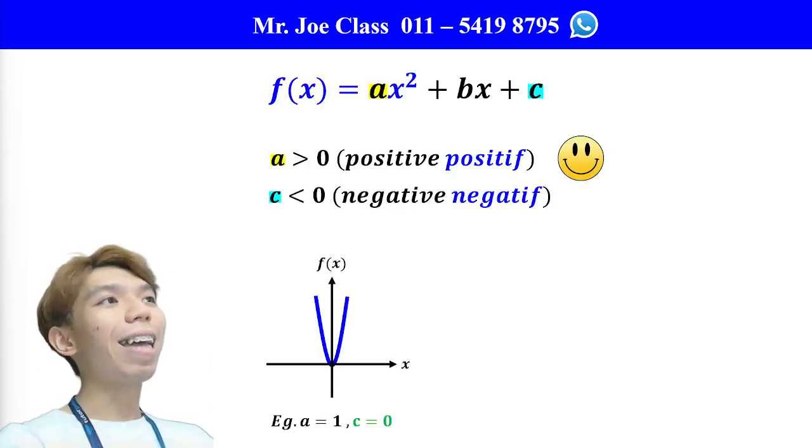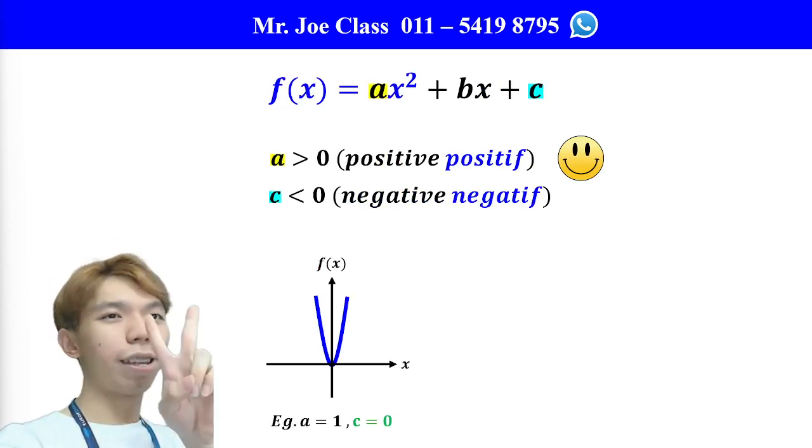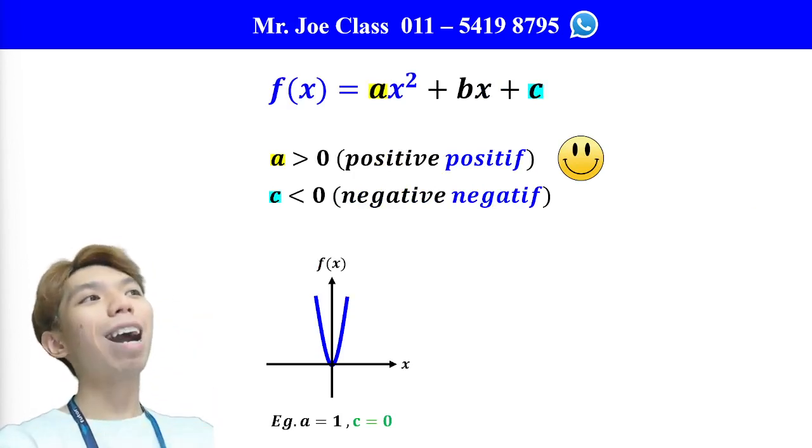Now, when the value of A is positive, so it is a smiley face, but the C becomes negative.